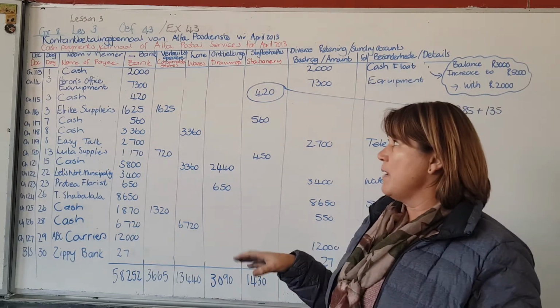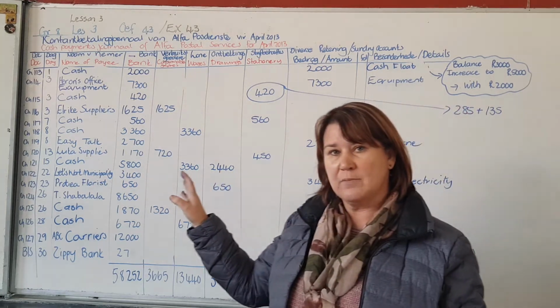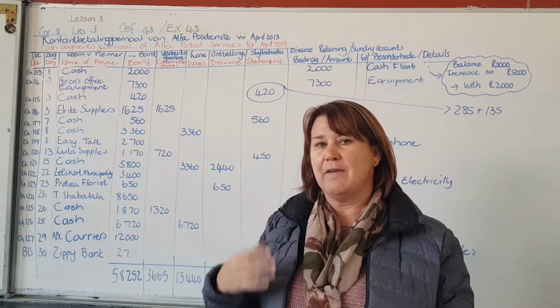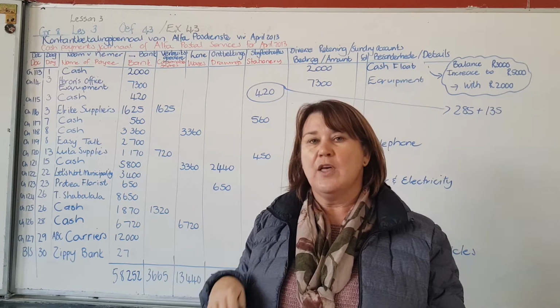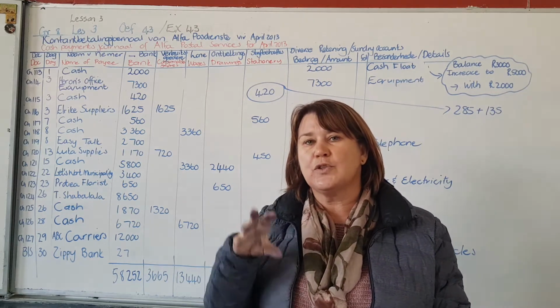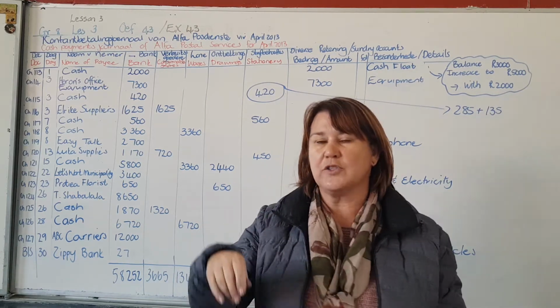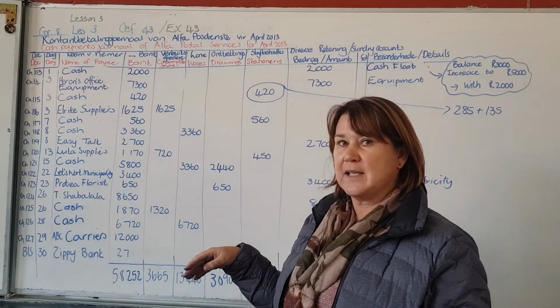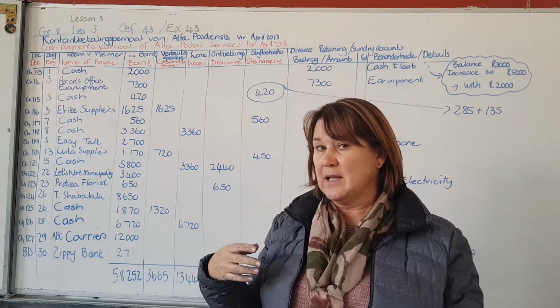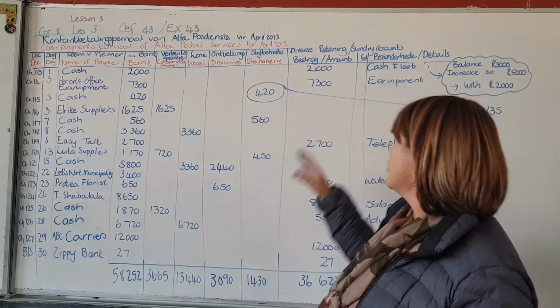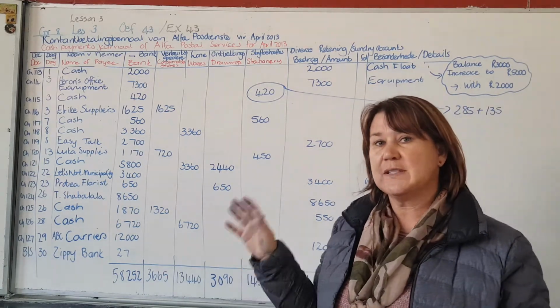Alright? So remember, you can have any columns. Each business has their own type of columns. The things that they use the most, that they pay the most, they'll have a column for that. Something that doesn't get paid that much, you'll put that into your sundry accounts.